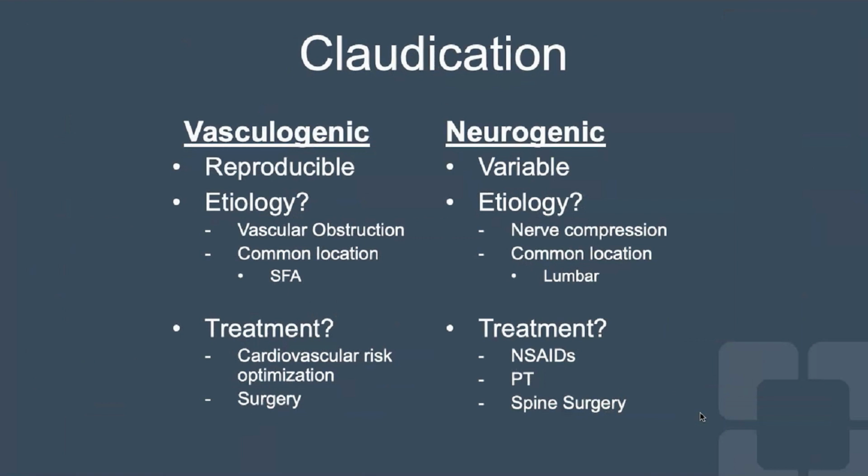Cardiovascular risk optimization is key, and surgery may be on the table. Neurogenic is variable. These patients could actually walk 100 feet one day, a mile the next day. They may be at different positions. So these are the things that tease out in our history and present illness. The etiology is generally a nerve compression, with a common location in the lumbar region. And the treatment's completely different. It's NSAIDs or anti-inflammatory medications, physical therapy, and possibly spine surgery. So it really has nothing to do with the blood supply normally.